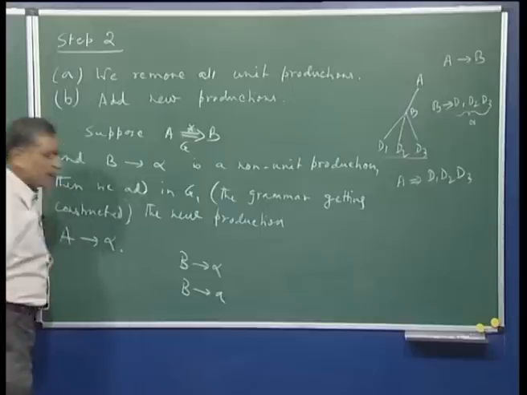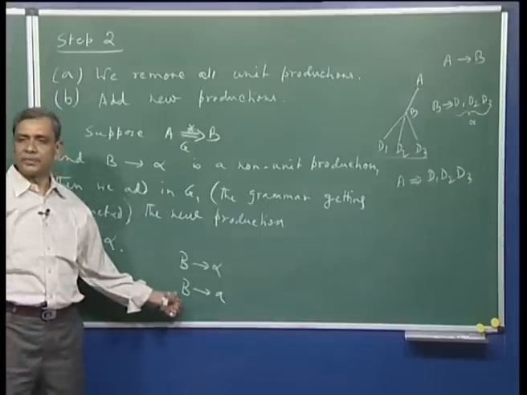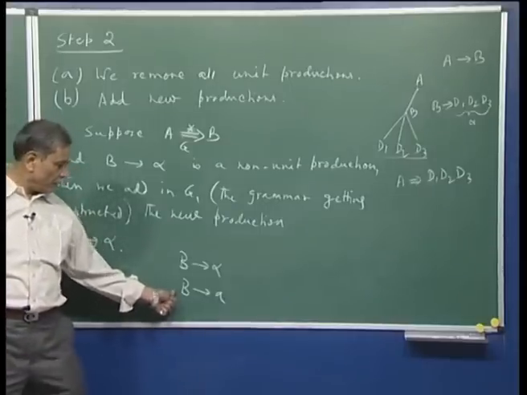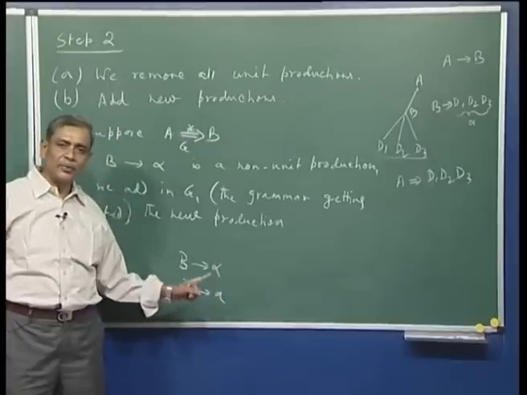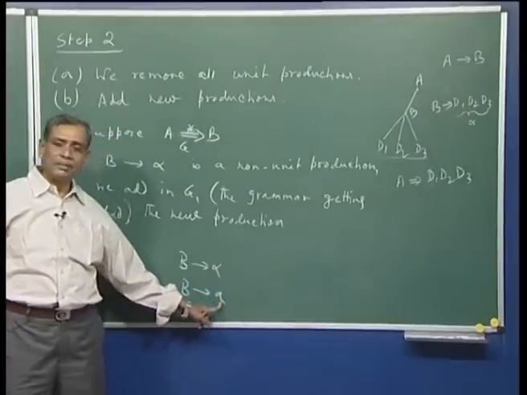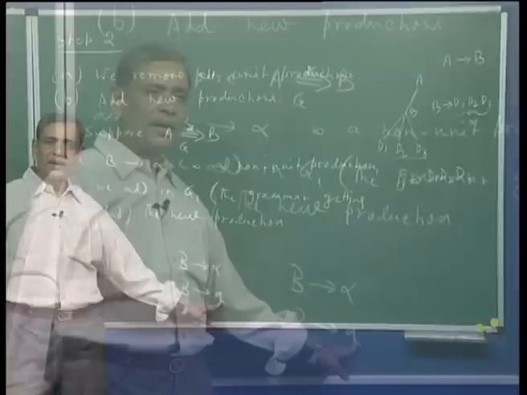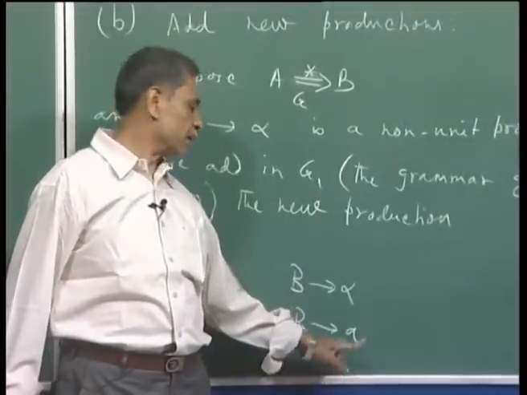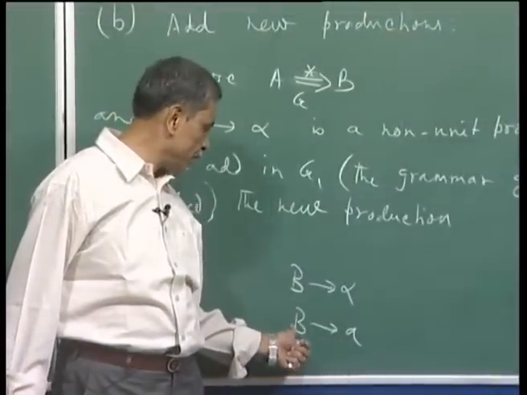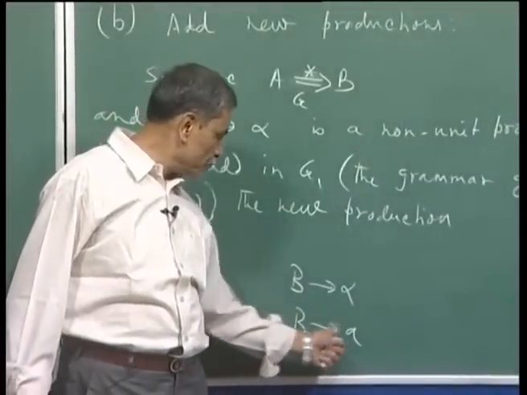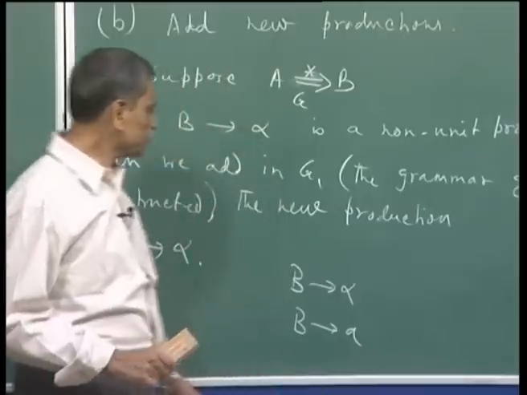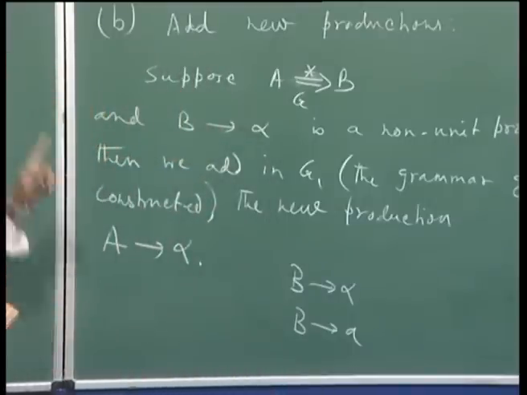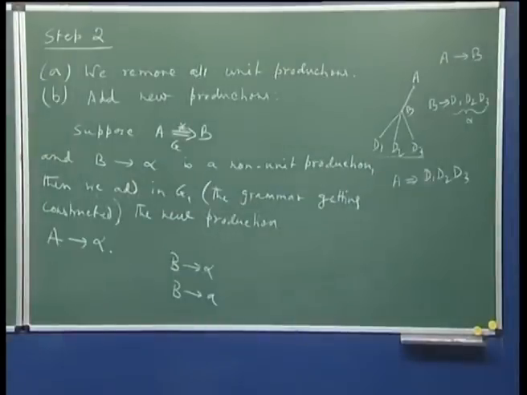Is this a unit production? It is not a unit production because, although the right hand side consists of only one symbol, that symbol is a terminal. In the case of a unit production, B has to go to something which is a non-terminal, one non-terminal.